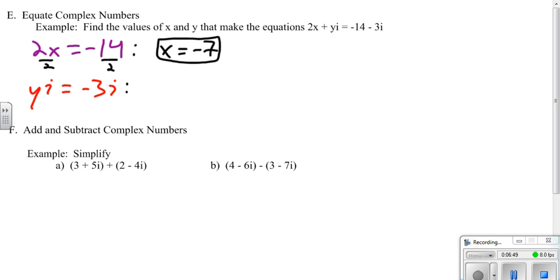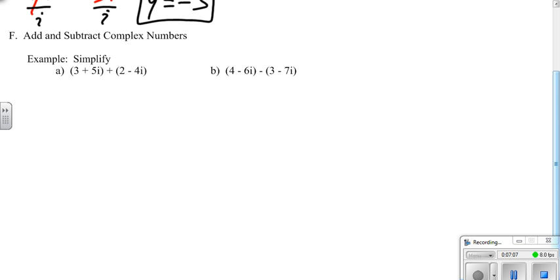When we want to solve this equation, we could just divide both sides by i, in which case we would be left with y equals negative 3. And in this way, we would solve those equations for x and y.